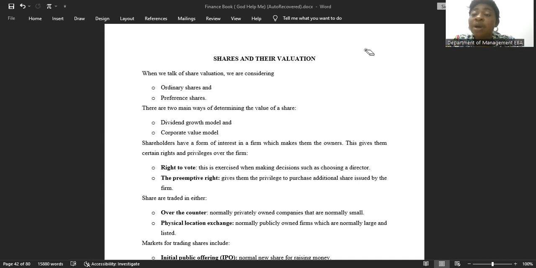When we talk of preferred shares, a fixed rate is paid. And when it comes to paying dividends, they are considered first before we go to ordinary shares. So we normally say ordinary shareholders are the true owners, right?